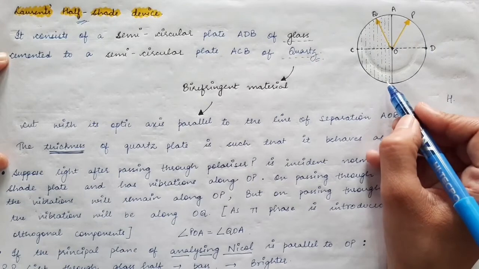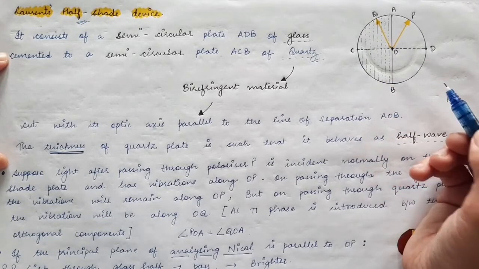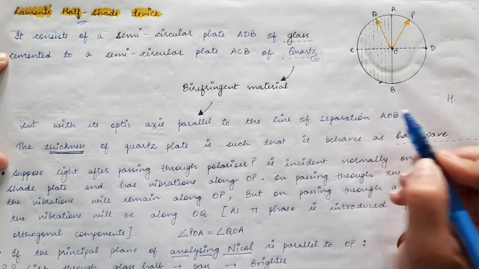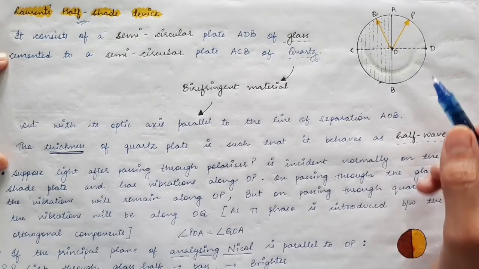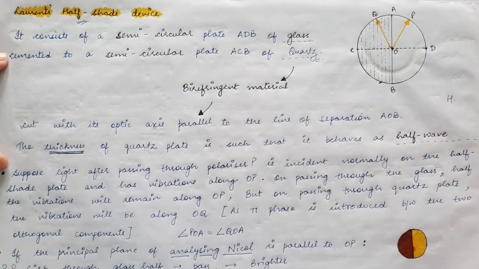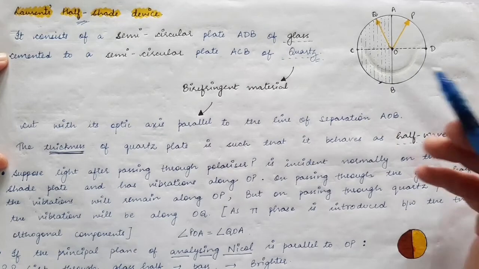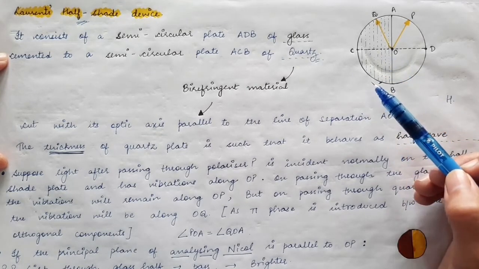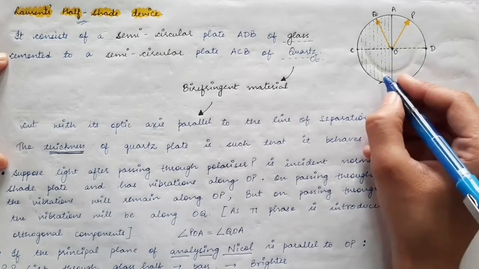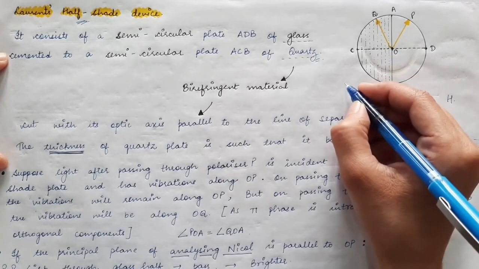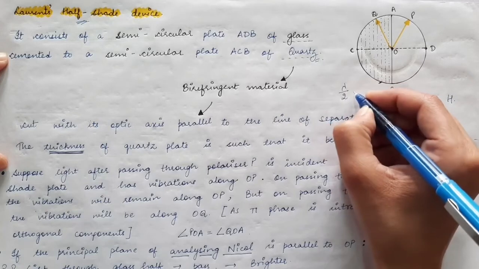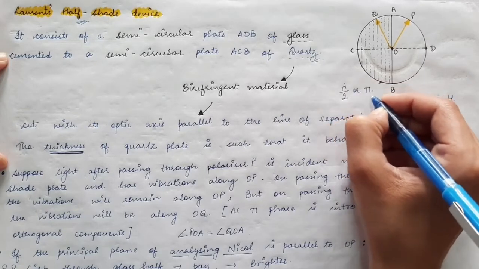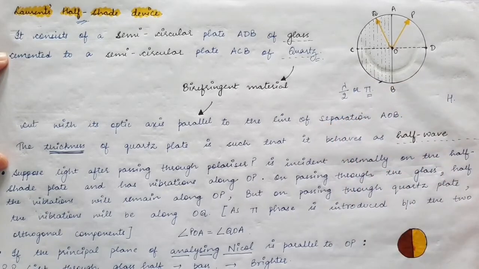In this case we have used a quartz plate, and its thickness, so it is actually a three-dimensional plate, will be decided such that the quartz plate acts as a half wave plate. Means it will introduce a path difference of lambda by 2, or you can say a phase difference of pi, between the two orthogonal components of the electric field.